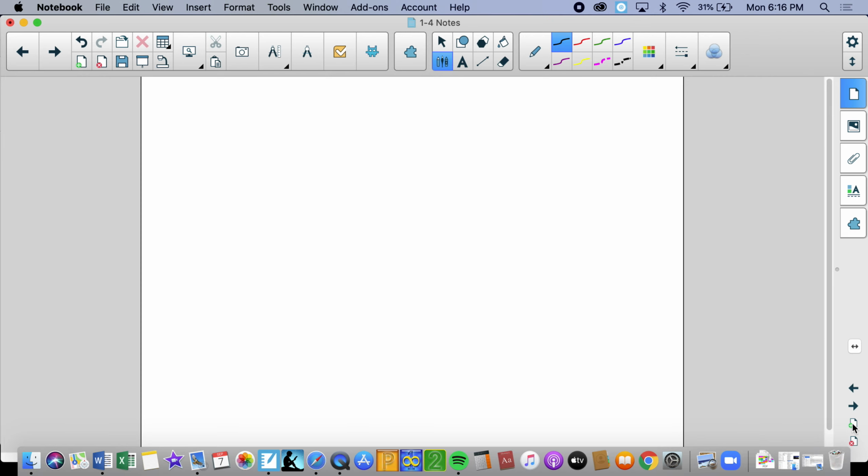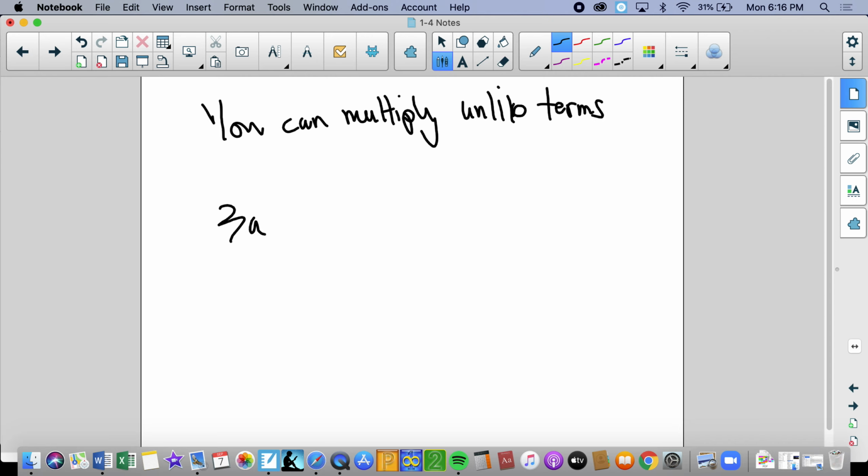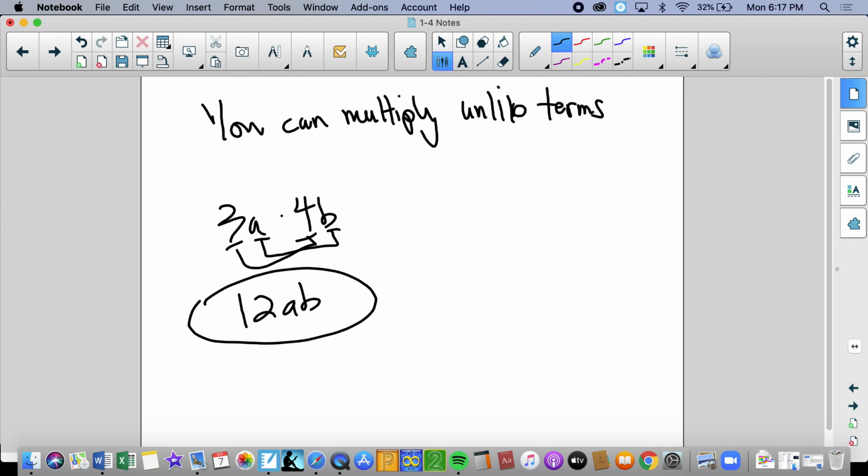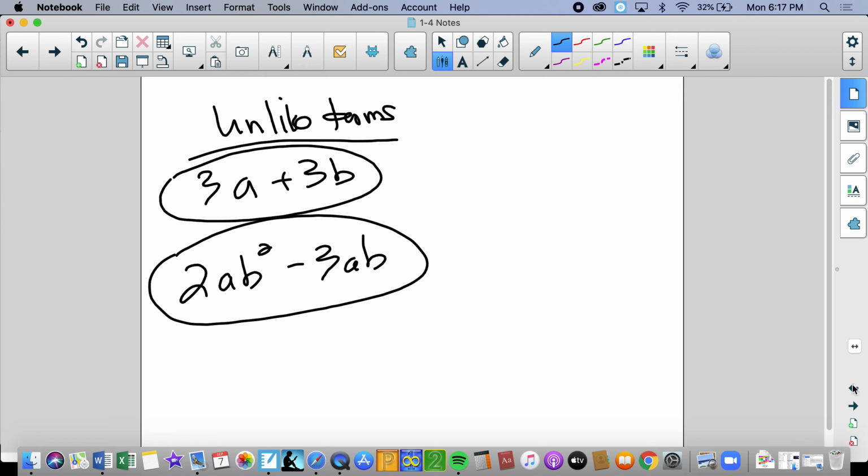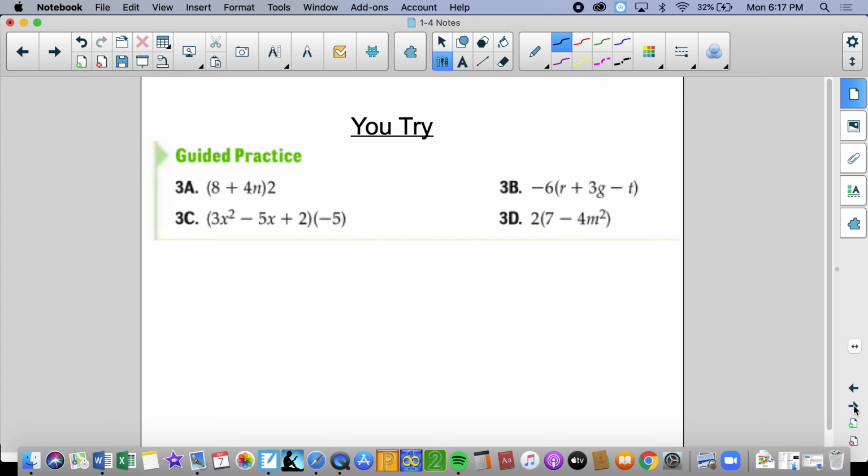We can multiply. You can multiply and divide unlike terms. So if we have 3a times 4b, we're going to multiply their coefficients. 3 times 4 is 12. And we're going to multiply the variables, ab. So we can multiply unlike terms. You cannot add and subtract unlike terms. Hope that helps. So let's try those.